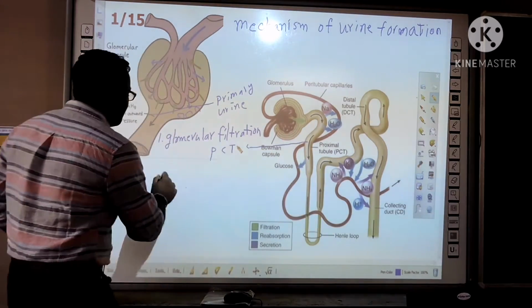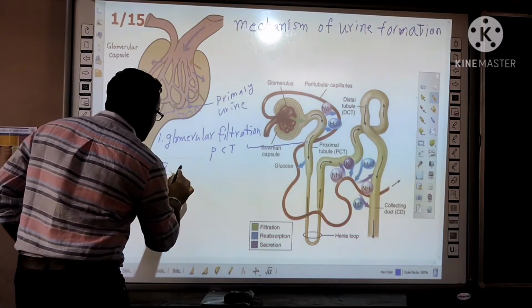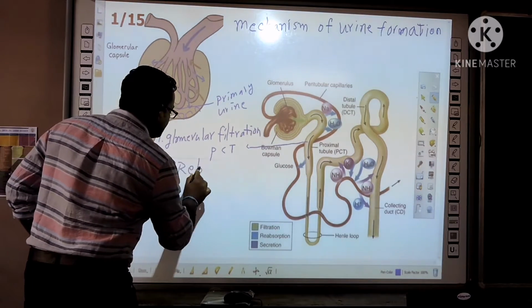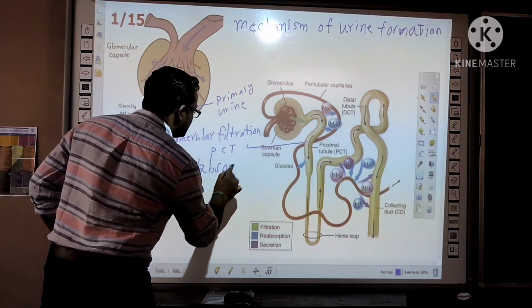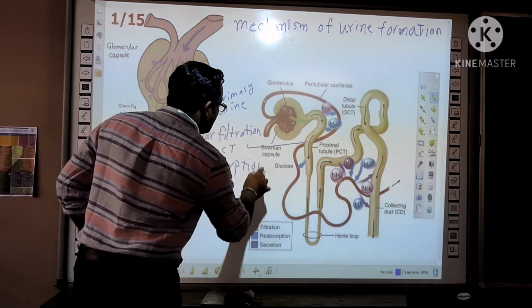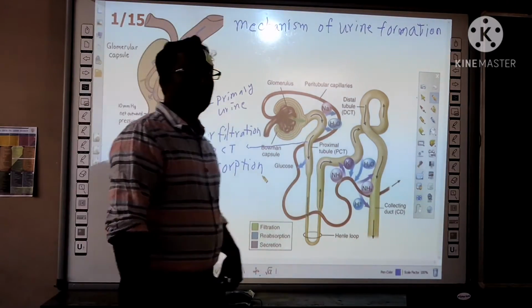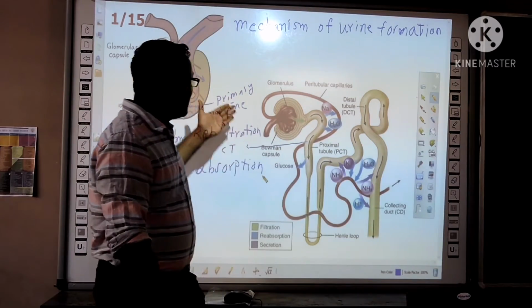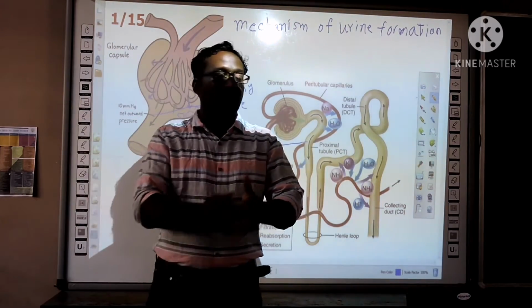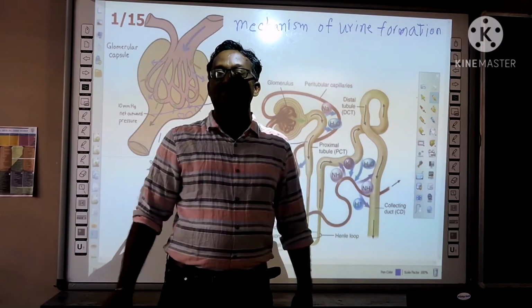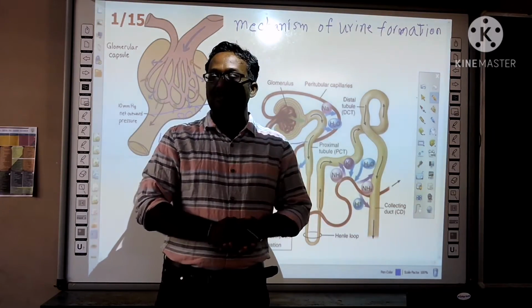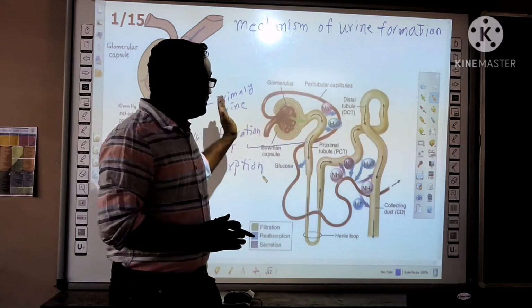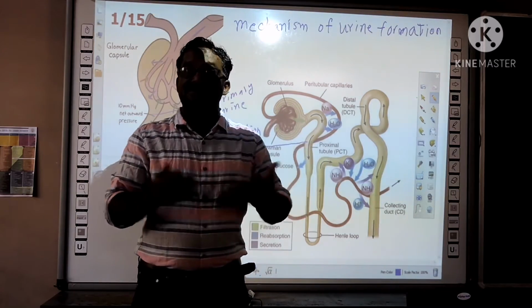Whenever the primary urine is traveling through the proximal convoluted tubule, the second stage takes place. That is tubular reabsorption. Why should reabsorption take place? Because the primary urine consists of some useful nutrient molecules and water. If they are removed through urine, we can't survive.